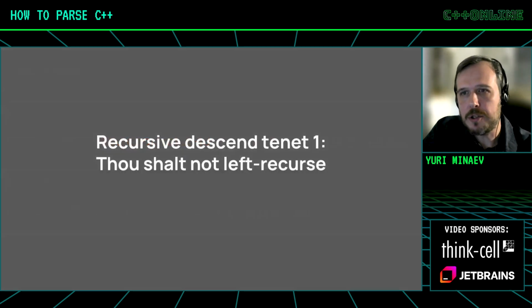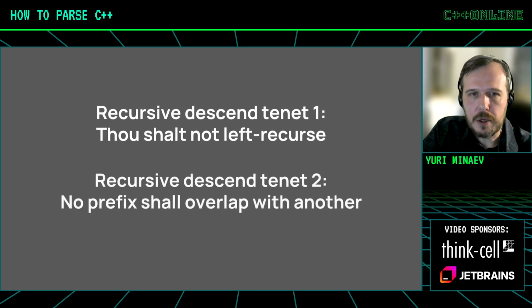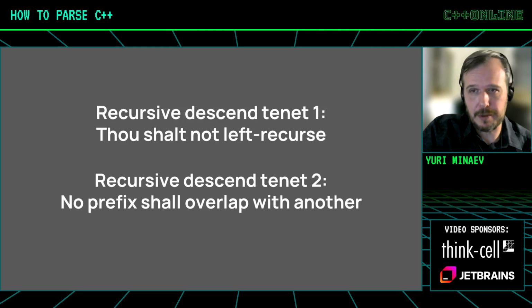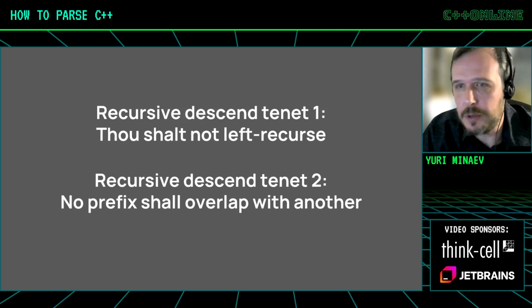Remember the limitation of recursive descent about left recursion? Well, there's a second one, which is not that easy to avoid. You cannot have overlapping prefixes between two productions in your grammar for recursive descent to work. But it works for C++. We know it because compilers do it.